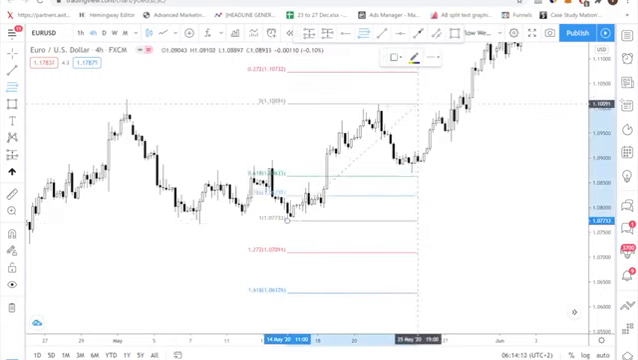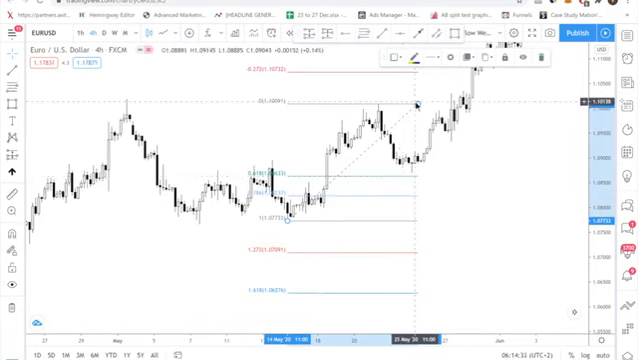What does this mean? If price comes here and retraces to here, that means price has retraced about 0.618 of the move. So if, let's say, from here to here it's 100 pips, then if price retraces to here, it means price has retraced about 61 pips. That's how you read it.